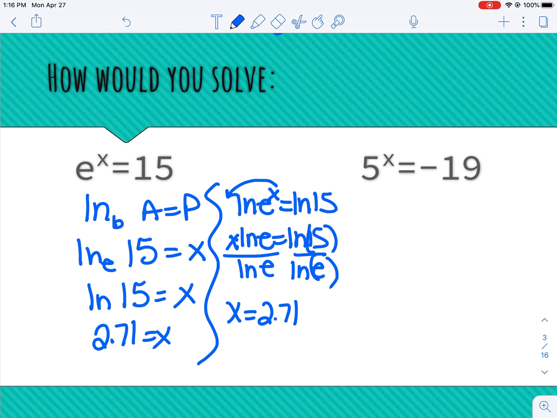Okay, next little example here, we've got 5 to the x equals negative 19.